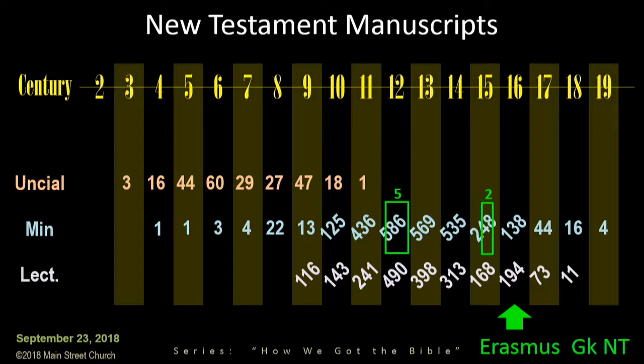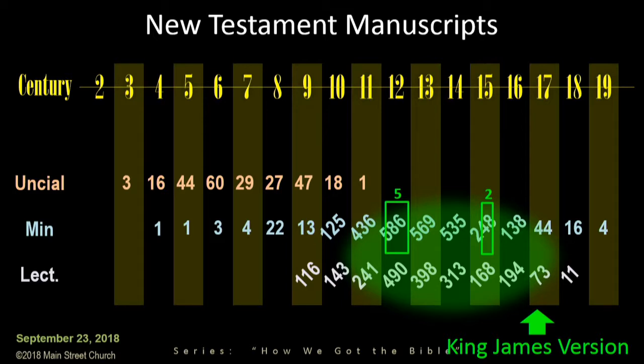That's the entire manuscript basis of Erasmus's Greek New Testament, which is the entire text basis for the King James Bible. Okay? Now, when the King James Bible came later, there was a smattering of other manuscripts of this era, but they're still dated between the 10th and 15th centuries.